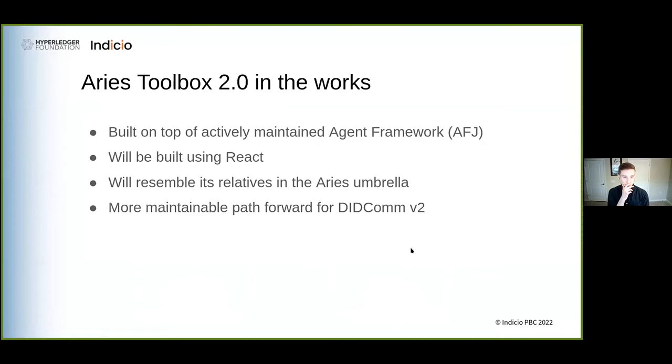So just a brief call out here. We're pleased with where the Aries toolbox stands today, but we're already looking forward to a 2.0 version that will help us to better take advantage of new libraries and frameworks that are available today that were not when we originally started the toolbox. Specifically, we'd like to build on top of an actively maintained agent framework as opposed to the kind of one-off solution we have now for just the toolbox. The prime candidate for that is Aries Framework JavaScript. We intend to use React, which just has a little bit more vibrant of a community in general, as well as within the Hyperledger Aries ecosystem. Our goal is to ultimately have the toolbox resemble a little bit more closely the other agent frameworks underneath the Hyperledger Aries umbrella and provide us with, in the future, more maintainability and a path forward for DIDComm v2.